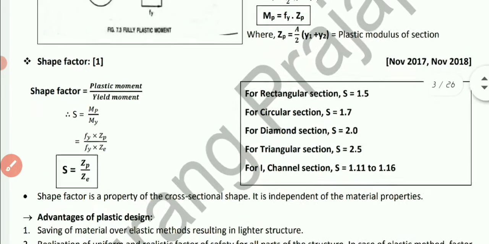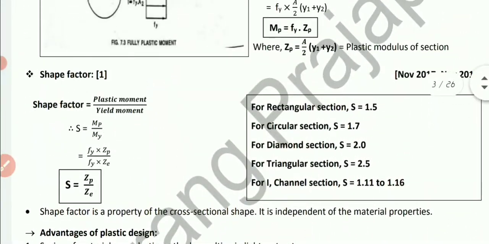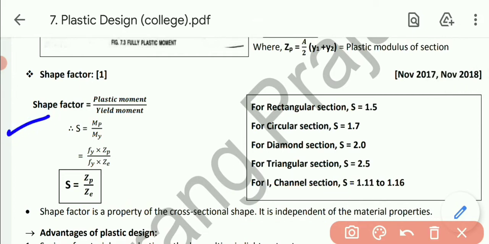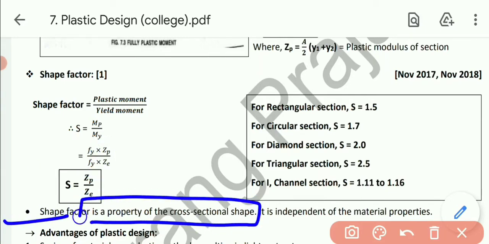Now the next point, the shape factor. The shape factor is the plastic moment divided by the yield moment. So we can say S equals Mp divided by My, where Mp stands for plastic moment and My stands for yield moment. As we have already seen, Mp is Fy into Zp, and My is Fy into Ze. Fy cancels, so ultimately we get the formula Zp by Ze. That is the formula of the shape factor. The shape factor is a property of the cross sectional shape, however the shape of the cross section is, and it is independent of the material properties.